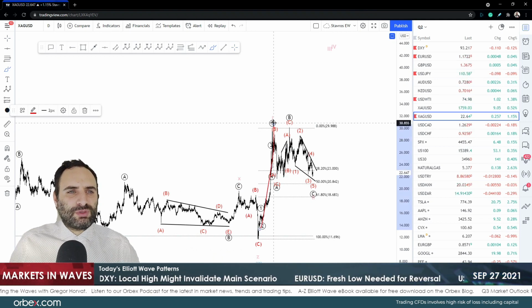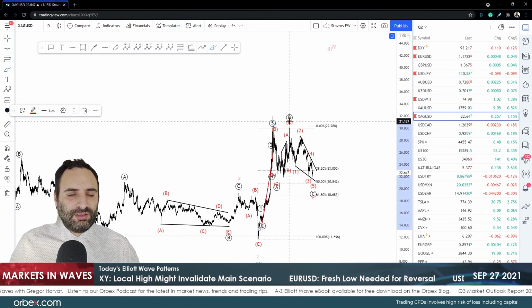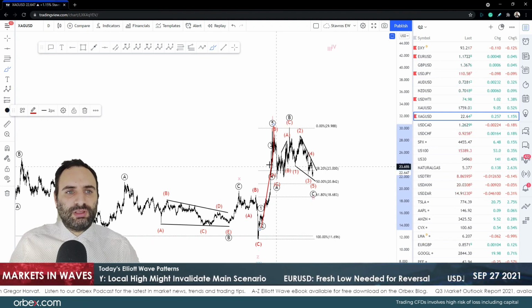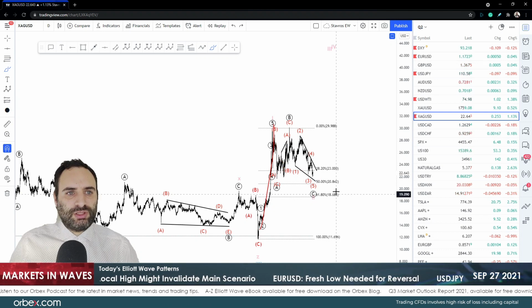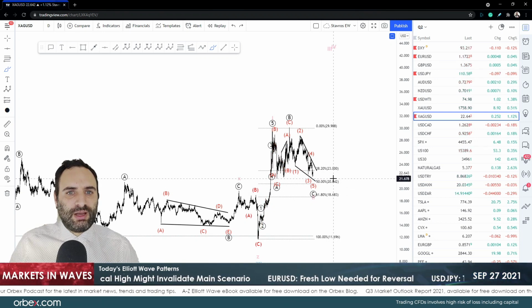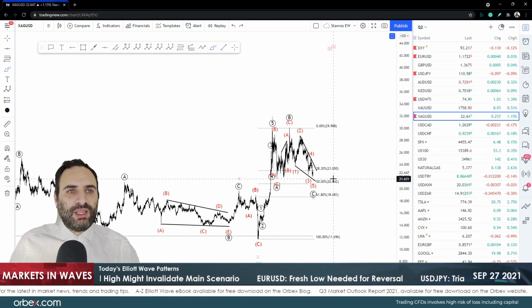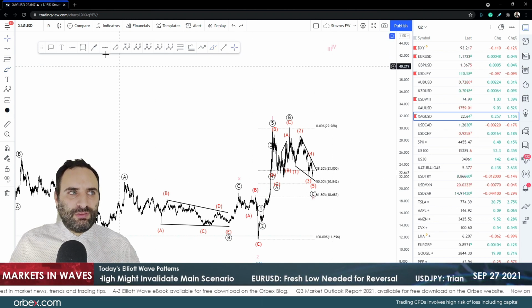The 5th wave was done, in my opinion, here rather than here. Here would be an alternative for me. And we've got A, B, and C, which looks to me like we're going to head down to 2163 and then reverse. This to me is a regular flat.